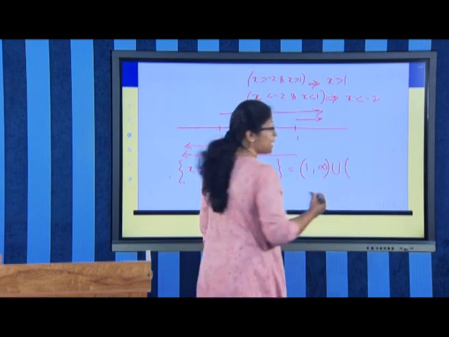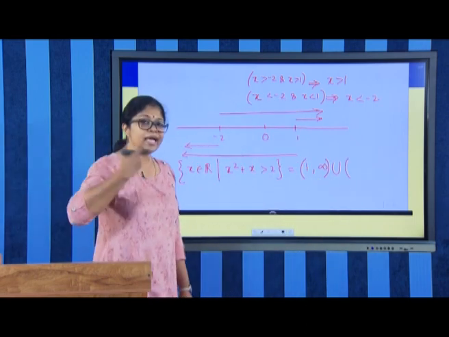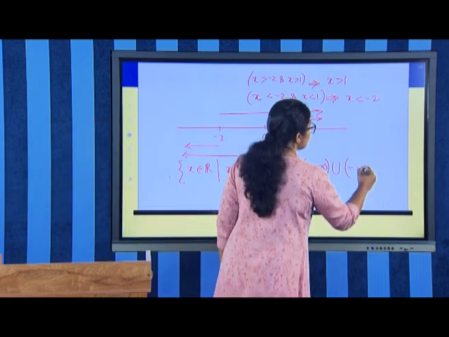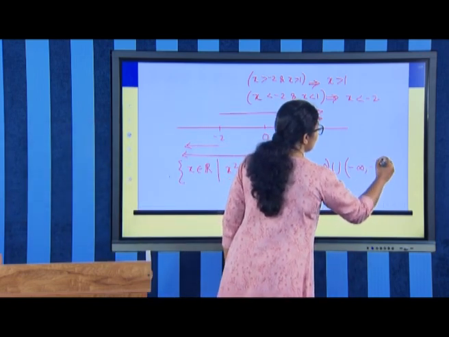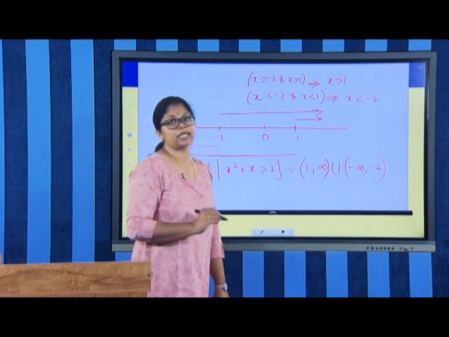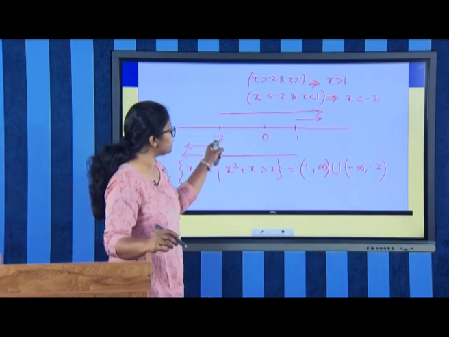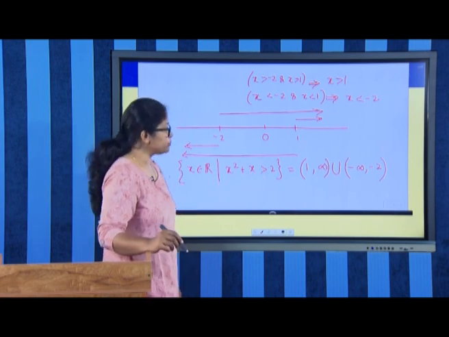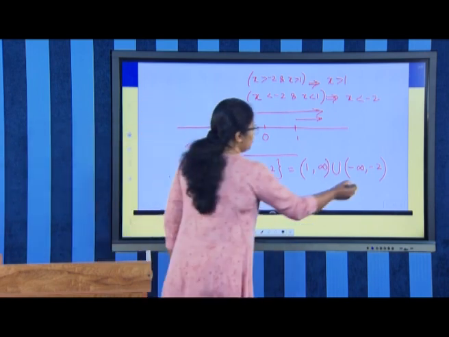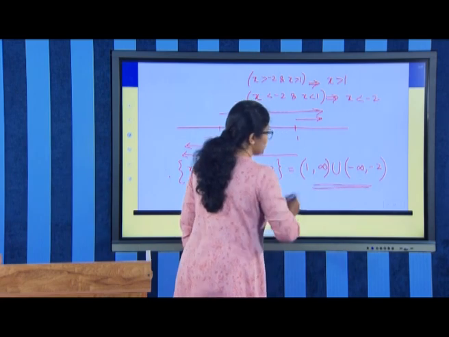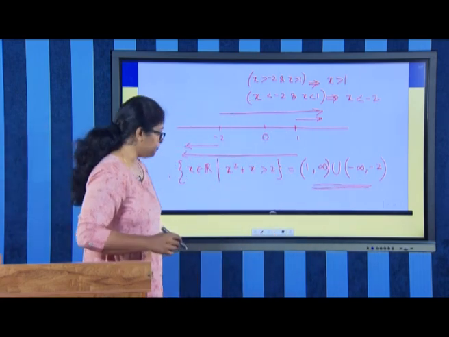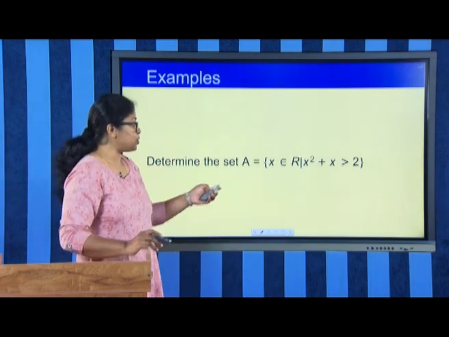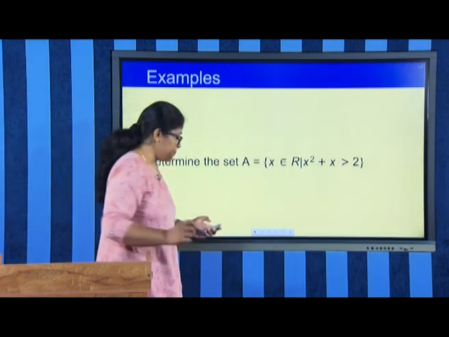The set of all real numbers towards the left side of negative 2 starts from minus infinity up to negative 2, excluding negative 2, because when x is equal to negative 2, this here will become equal to 2. So, this is the final solution that was required in the problem. Okay. So, that is the solution of this problem.